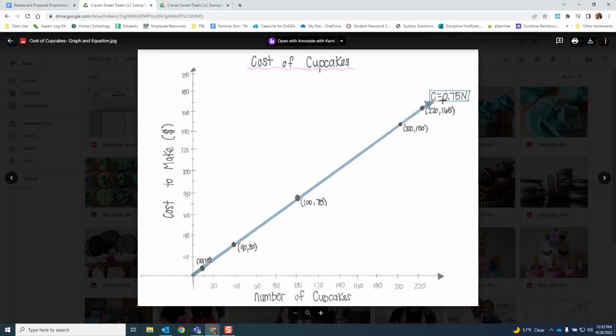So you're going to graph your points from your table on there. And then you will connect them with your straight line to show it's that proportional relationship, and have your equation at the top. You should also have your table of values somewhere on your individual graph.